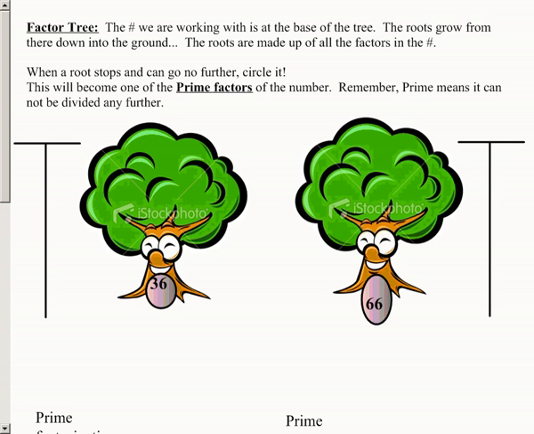When you get to a prime number, you're going to circle it. This will become one of the prime factors of the number. Remember, prime means it cannot be divided any further. So for each of these numbers, you have this page in your packet. I want you to turn to that page, and you're going to do this with me. We're going to do the factor tree, but we're also going to list all the factors of the number.